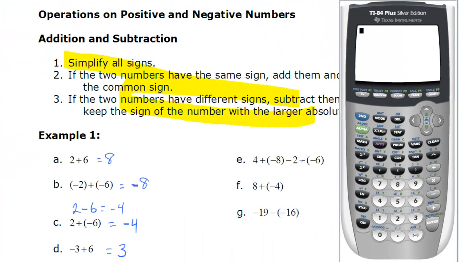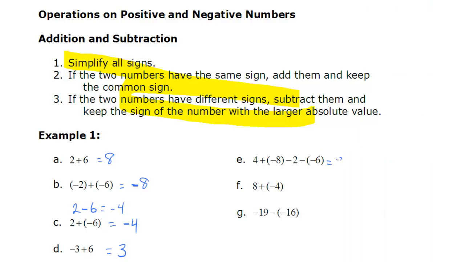So let's do the next one on the calculator. We have 4 plus negative 8, and we'll put that in brackets, minus 2 minus negative 6. So even though these minuses look the same, they are different on the calculator. Close that bracket, hit enter, and the answer is 0. So we'll go back to our page here and say that one's 0.